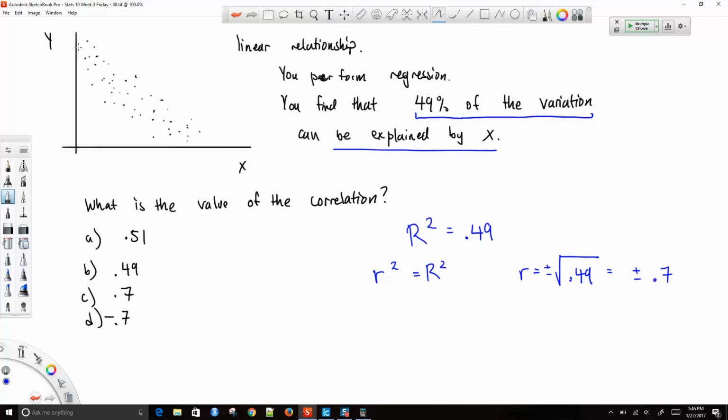Now we look at our picture, and we know that the correlation has to be negative. So we have a negative relationship. That means the correlation must be negative 0.7 and not positive 0.7. Both correlation 0.7 and negative 0.7 would give me an r squared of 0.49, and this sentence would be true. But when we look at our plot, we can see that there is a negative relationship, and therefore our correlation must be negative 0.7.